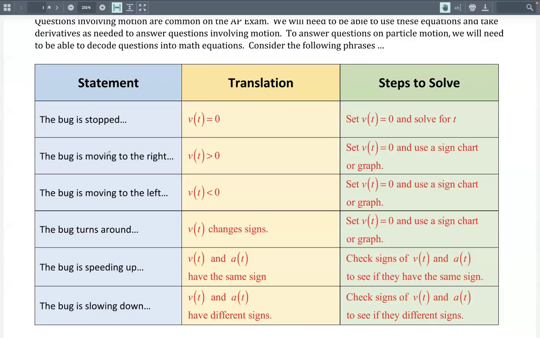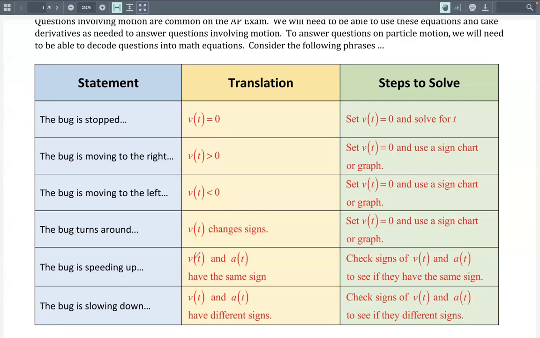A bug or an object moving to the right is defined as its velocity is positive. So we consider positive velocity moving to the right for these types of problems. Moving to the left is when the velocity is negative. Turning around means the velocity has a change of sign because you can't turn around without having a velocity of 0 first. So you have a sign change on either side of 0. So turning around is velocity changing sign.